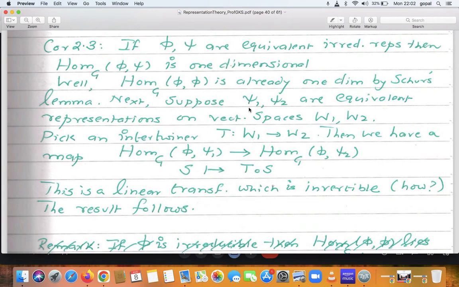Now suppose psi1 and psi2 are equivalent representations on vector spaces W1 and W2. Then you can pick an intertwiner. Then we have a map Hom_G(phi, psi1) to Hom_G(phi, psi2) given by composition. This is a linear transformation which is invertible, and the result will follow.